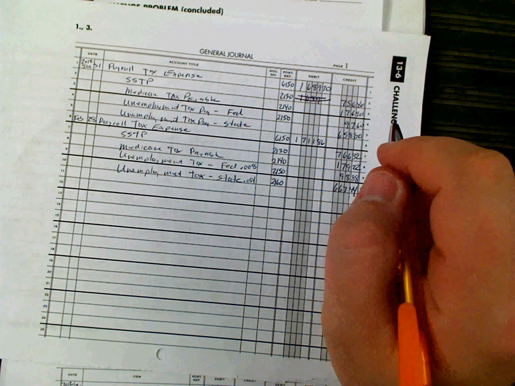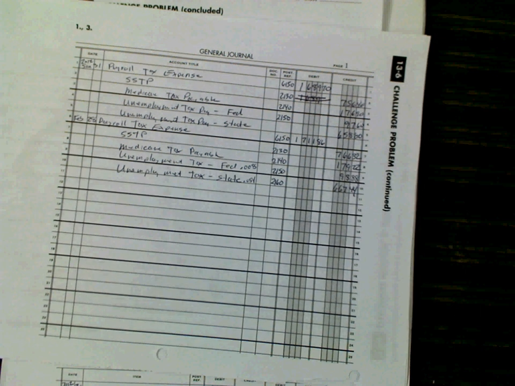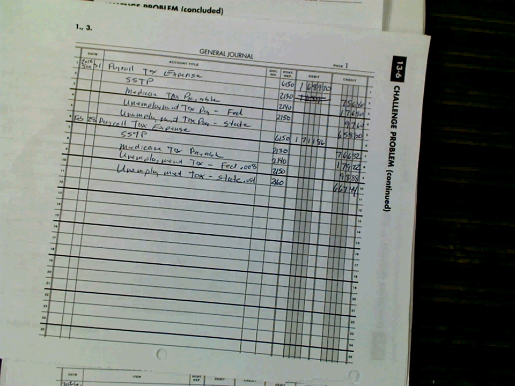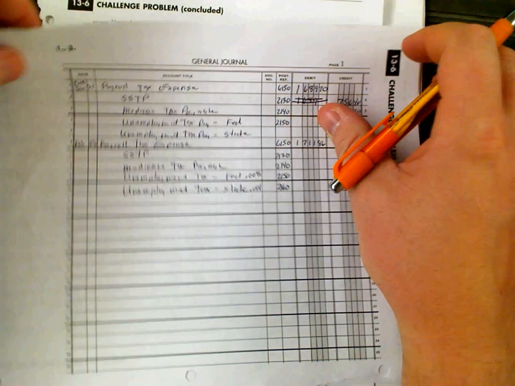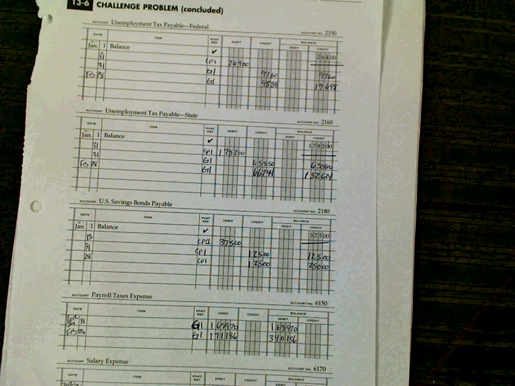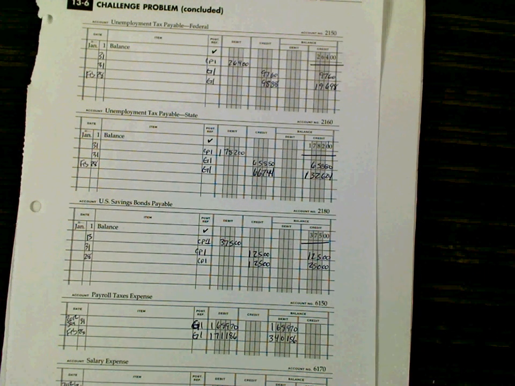Prove and rule. Last day before break, no big deal. Prove and rule the cash payments journal, page 1. Carry the column totals forward. Journalize the following transactions. All right, I am going to do you a favor here. We're not going to total these. I'm going to give you the totals, so we don't have to do all this adding.